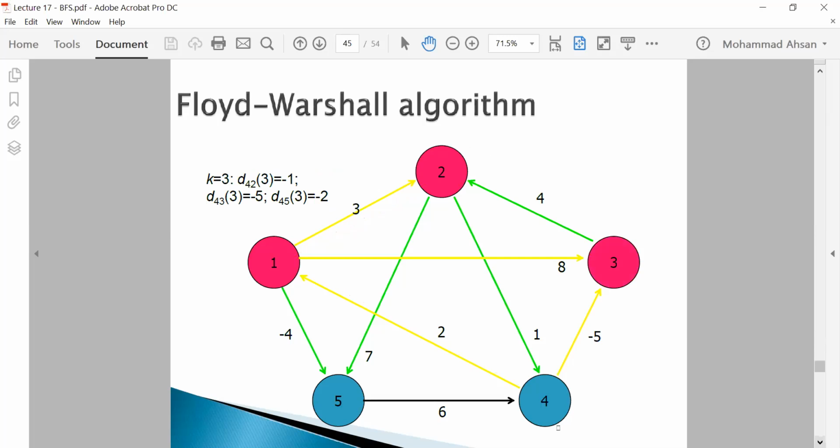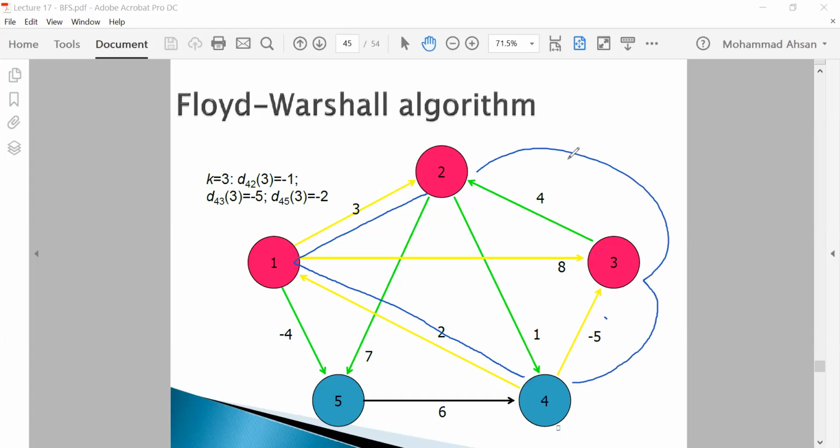Now if I introduce a third intermediate vertex, what are the different paths available to me to go from 4 to 2? One is that I can go from 4 to 1 and 1 to 2, which gives me a distance of 5. Now because 3 is also there, I can go 4 to 3 and 3 to 2, which is -5 plus 4, which is -1. So introducing an alternative path by adding one more vertex gives me a better result, so I update it to -1. 4 to 3 is still -5, the smallest distance, and 4 to 5 still -2 is the smallest distance.